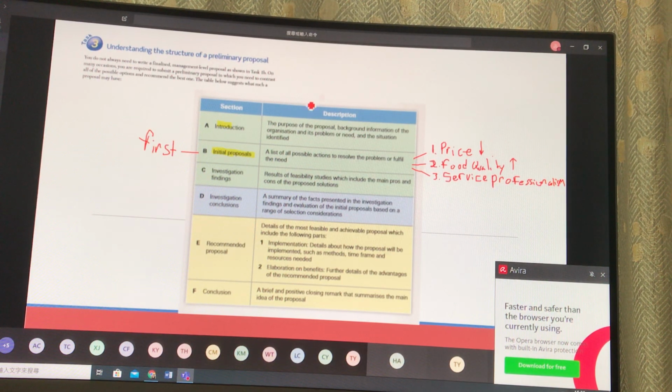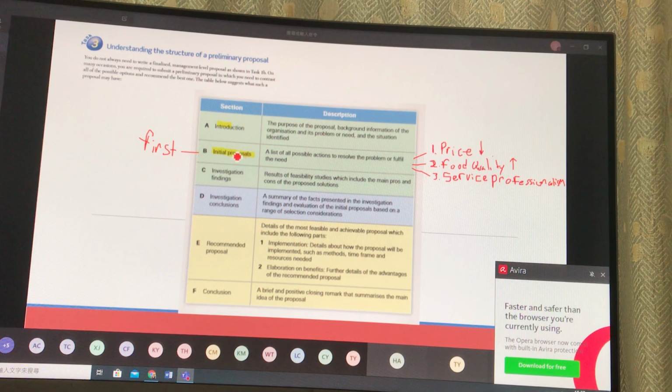Before we write a proposal, we need to think of 3 ideas. So we've got our 3 initial proposals. Decrease the price, increase the food quality, and improve the service. Make them more professional, right? Or more friendly. All right, so those are 3 good ideas. Thank you everyone who wrote something.